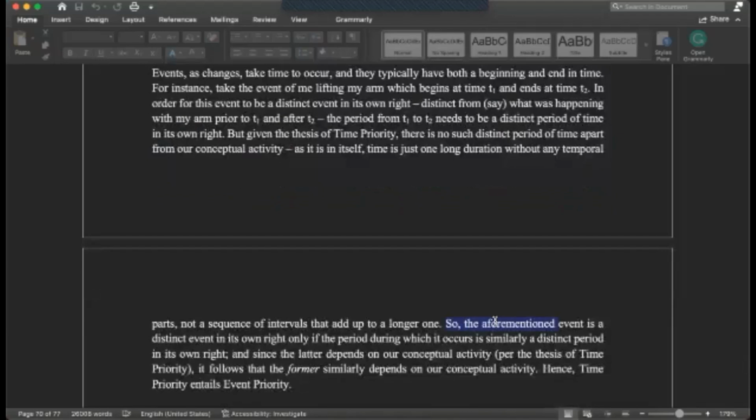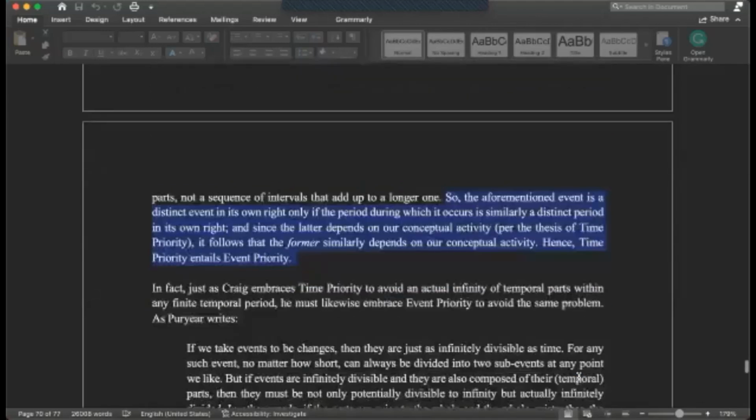So the aforementioned event is a distinct event in its own right only if the period during which it occurs is similarly a distinct period in its own right. And since the latter depends on our conceptual activity, per the thesis of time priority, it follows that the former similarly depends on our conceptual activity. Hence, time priority entails event priority.